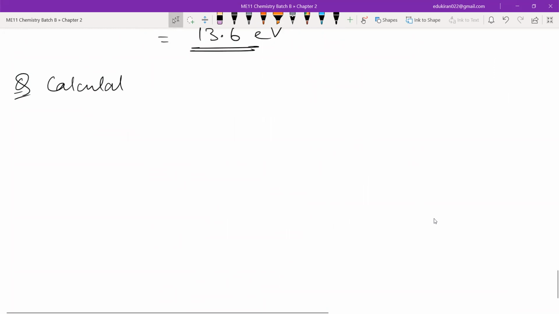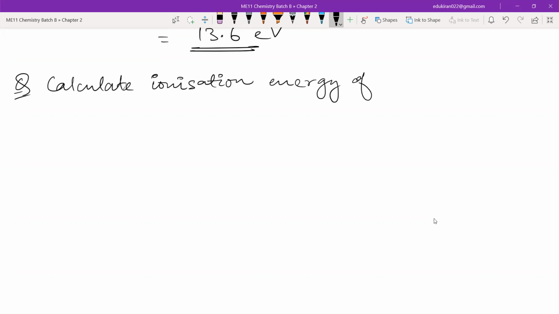Calculate the ionization energy of helium positive ion. Now, you might be wondering why helium positive and why I have taken hydrogen only. It's just because we are studying the Bohr model, and the Bohr model is only applicable to a one electron system, a single electron system. So calculate the ionization energy of helium ion.